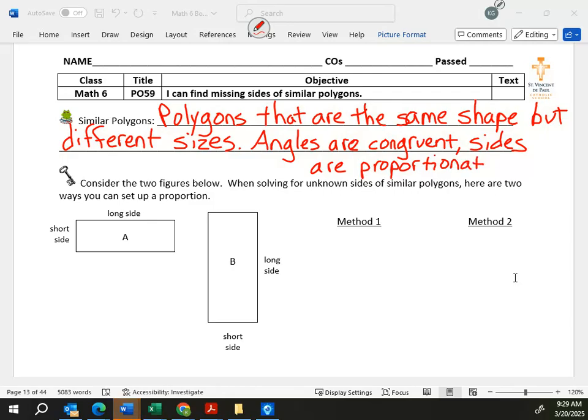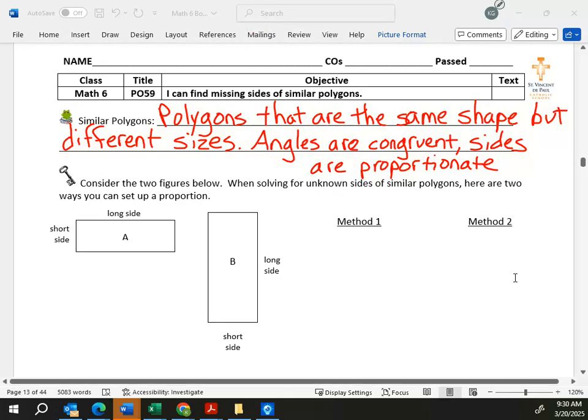So the work we did yesterday is going to help us with our work today. Lining up your sides, the big one to the little one, big side to the little side, right? So we're going to line them up from our A and our B, and we're going to find that missing side. So let me show you how we're going to do that.